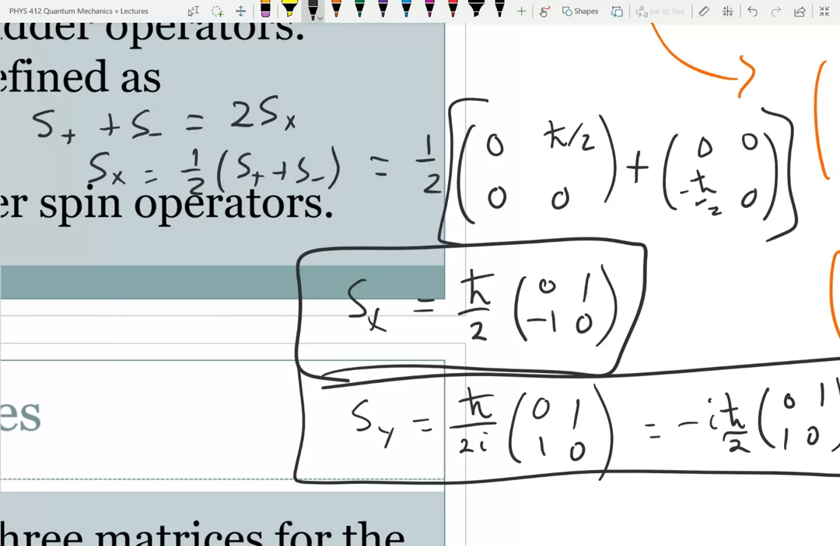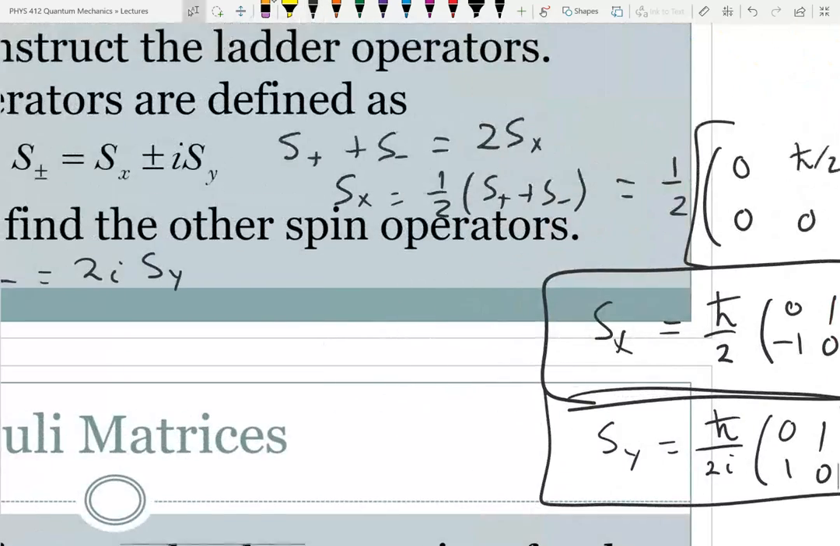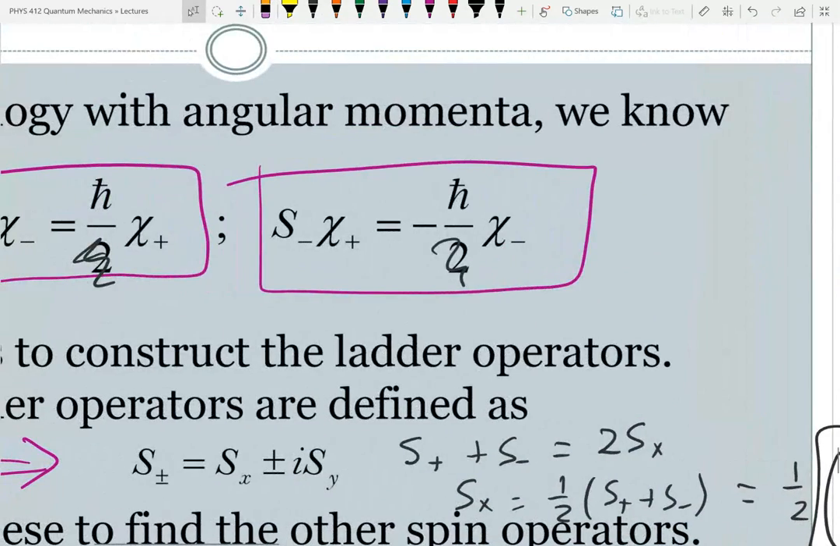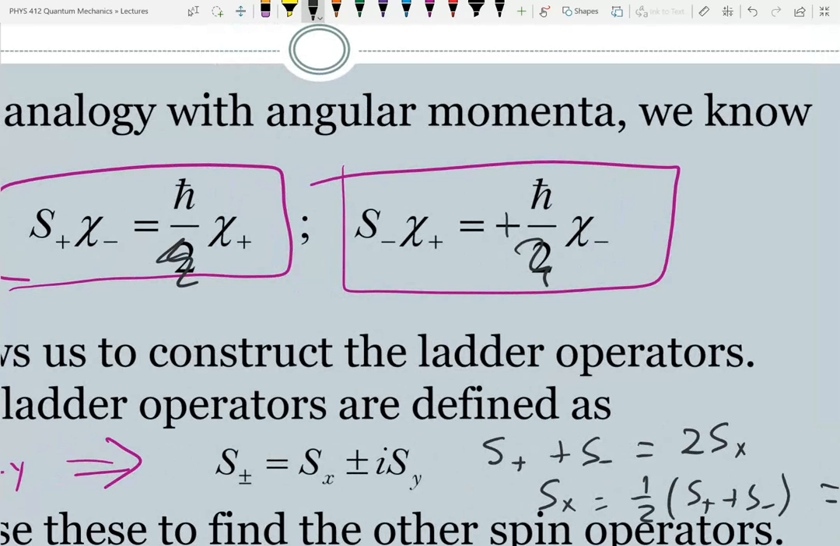S minus on X plus is H. Okay, there's my other mistake. Those are both plus signs. I took the SZ rules instead of the S plus and S minus rules. That's where I made my mistake. So that takes care of the sign errors.